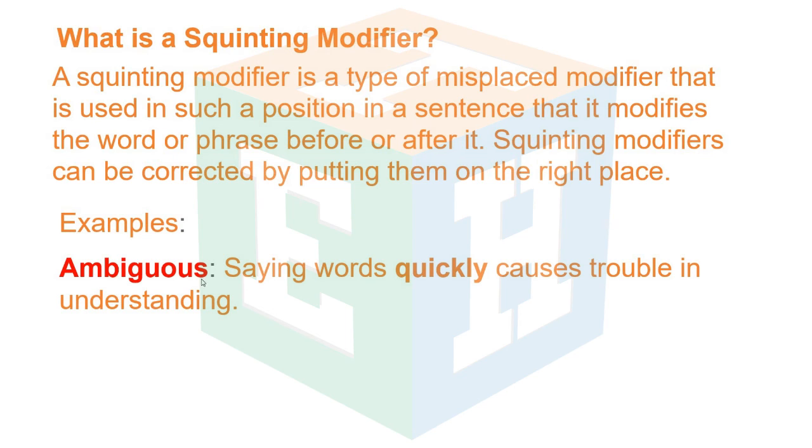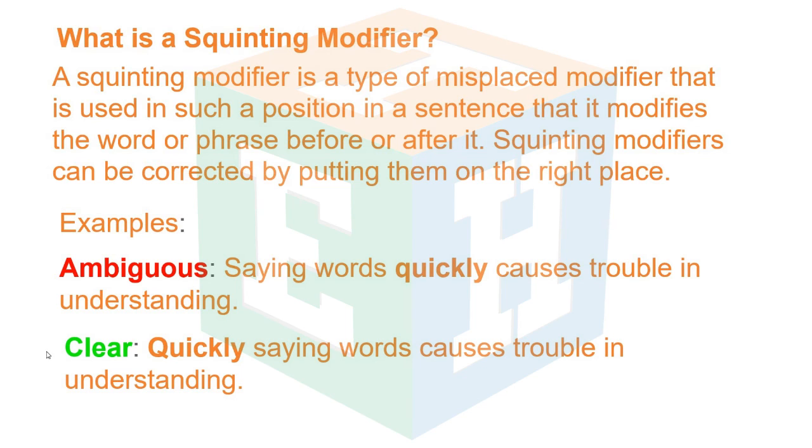Examples. Ambiguous. Saying words quickly causes trouble in understanding. This is clear. Quickly saying words causes trouble in understanding.